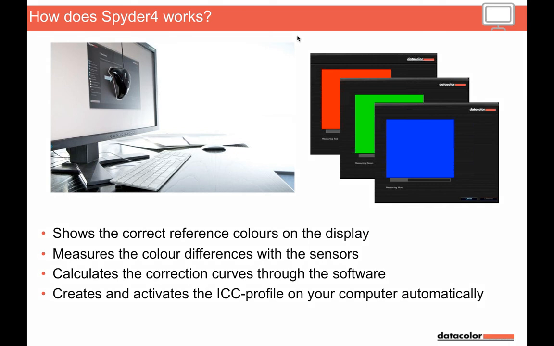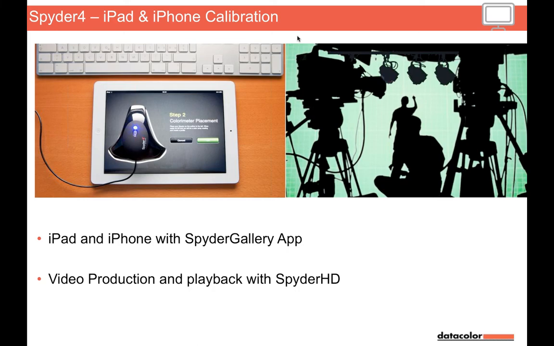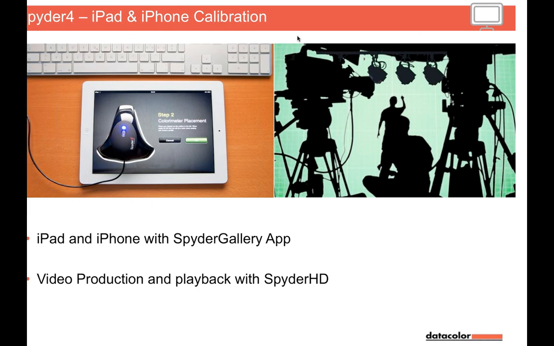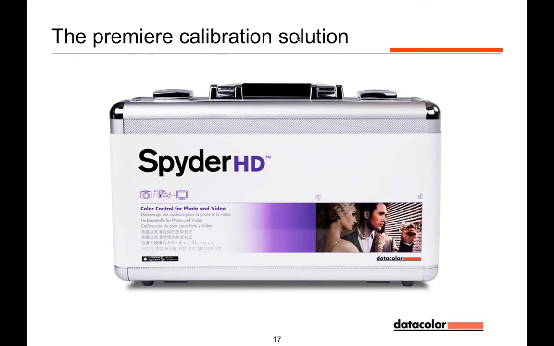But of course, the same device can be used for any form of transmissive color. So be that on your tablet or your phone for starting to get into calibration there, or also in that studio or broadcast environment. But for that, we need to work in a slightly different fashion. And that's why Datacolor have now introduced the Spider HD.